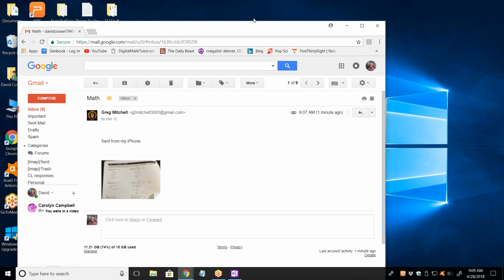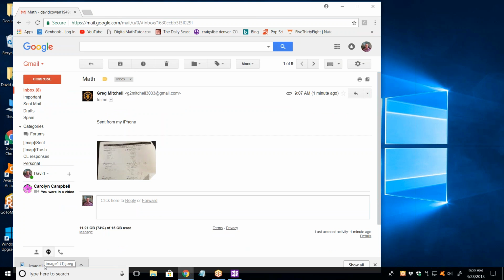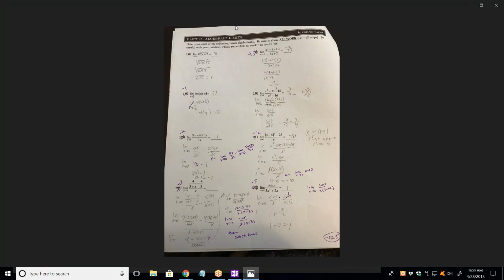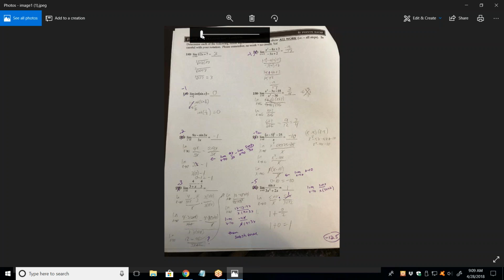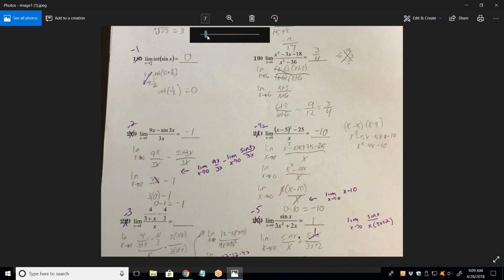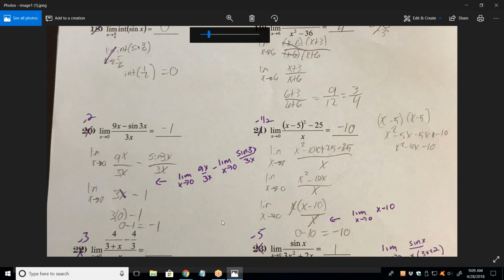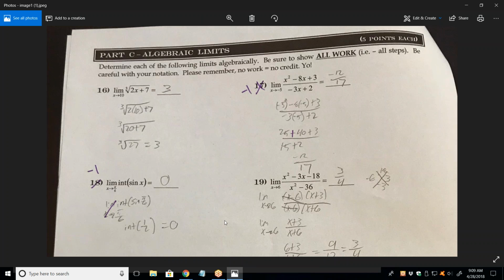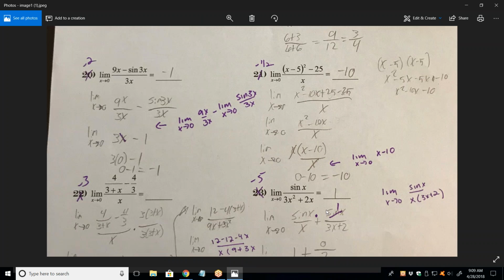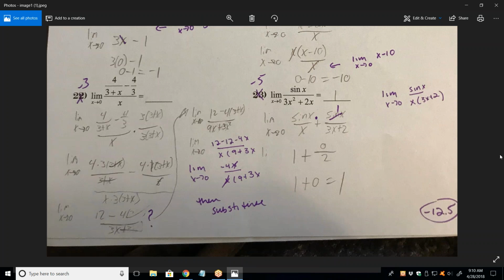So this is the second page of the test, or the quiz. You tell me where you want to start. Probably the very bottom right one, number 23. That was the one that I missed 5 points on. I was not sure what to do.